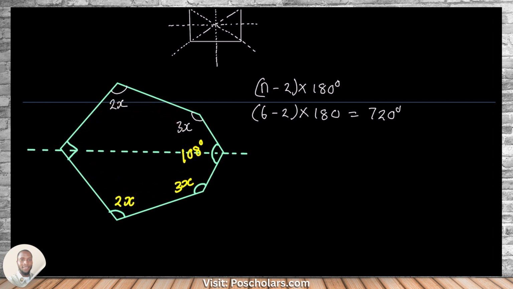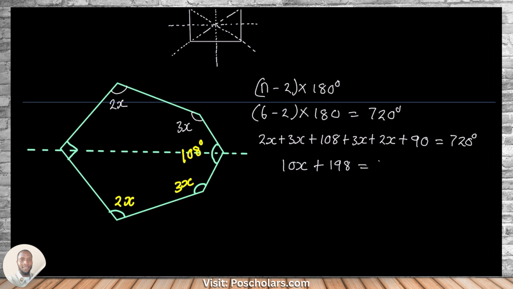right? Next, we are going to add each of these angles and equate it to 720 degrees. We are going to start with 2x. So let's do the addition. We have 2x plus 3x plus 108 plus 3x plus 2x plus 90, right? Equal to 720 degrees. Next, we add all the letters. 2x plus 3x, 5x plus 3x, 8x plus 2x, 10x. So we have 10x plus, now you add the numbers, 108 plus 90. That gives 198 equal to 720.